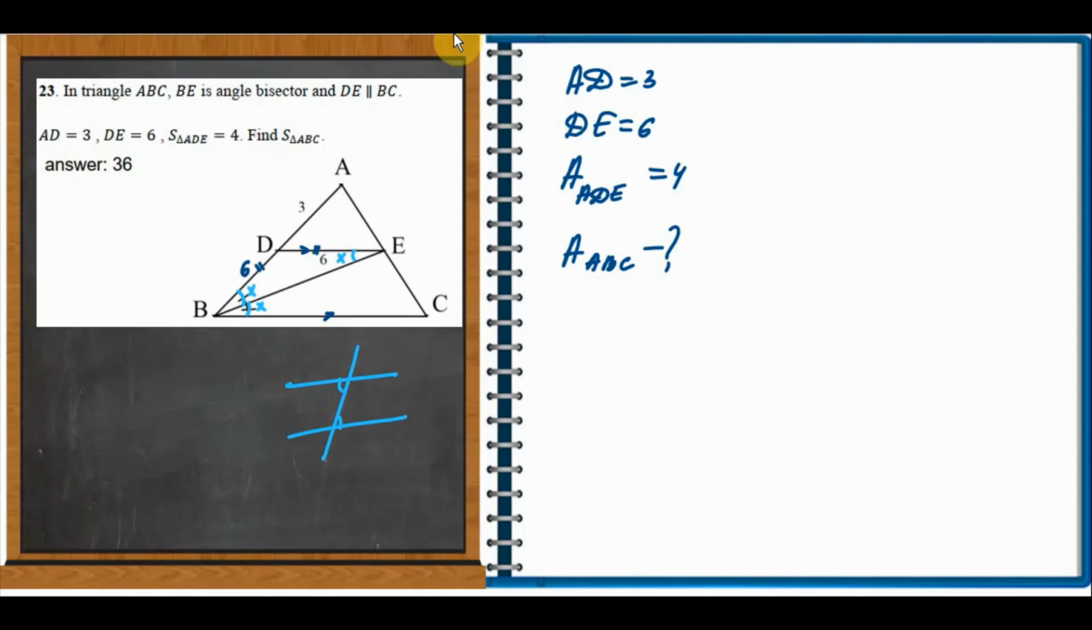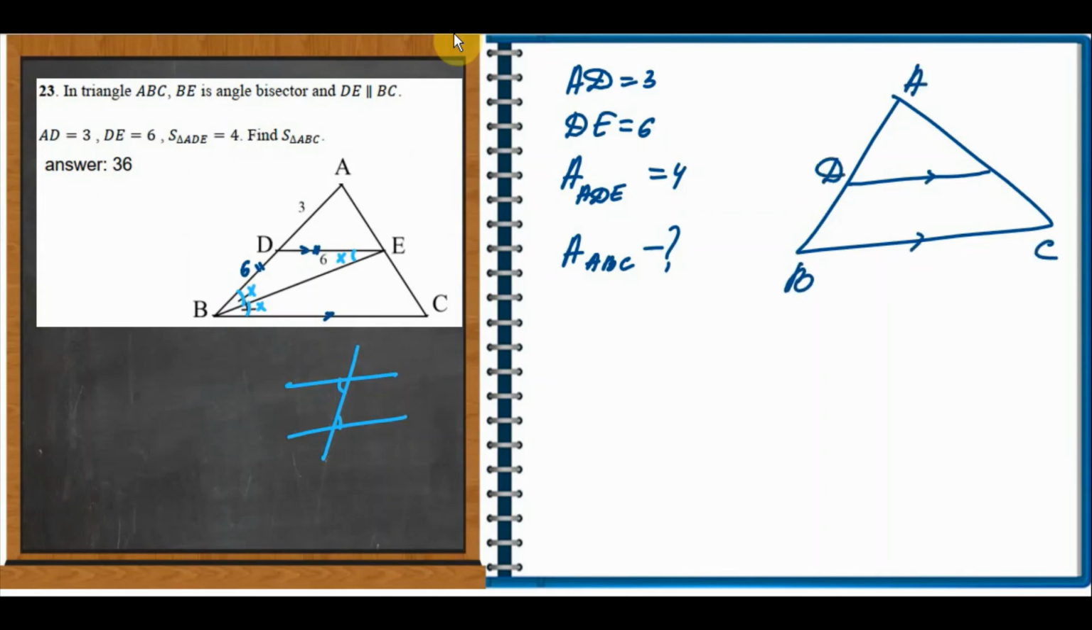After knowing this, we can see similar triangles. If we have triangle ABC and triangle ADE, they are similar because of the corresponding angles.